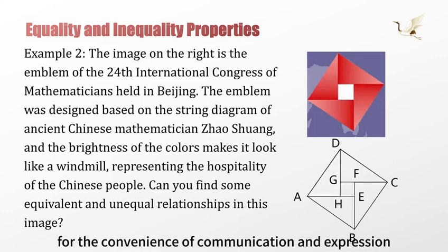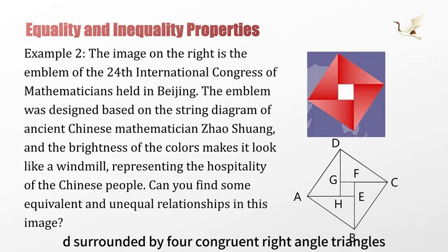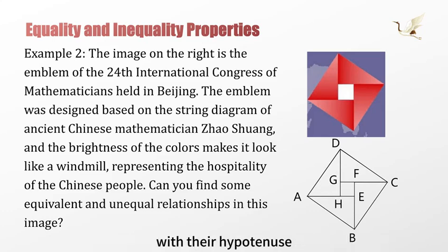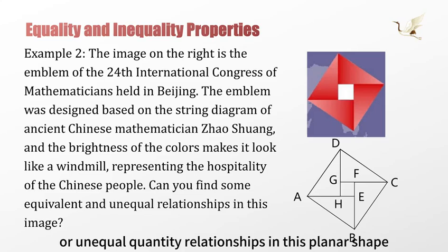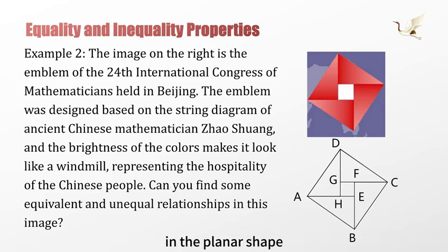For the convenience of communication and expression, we first abstract this emblem as a planar geometric figure, which can be seen as a square ABCD surrounded by four congruent right-angled triangles with their hypotenuse. We want to find equal or unequal quantity relationships in this planar shape. First, we need to analyze which quantities are present in the planar shape.